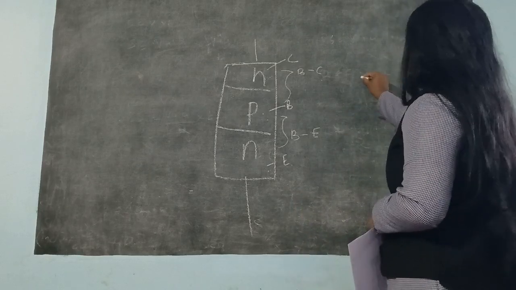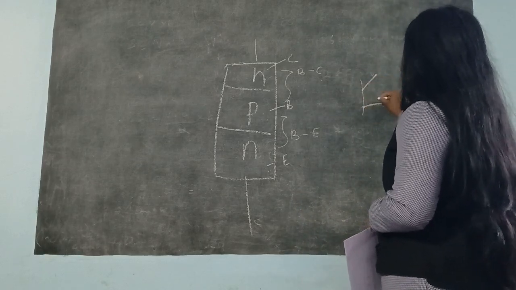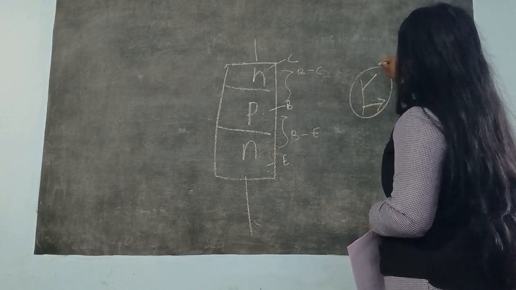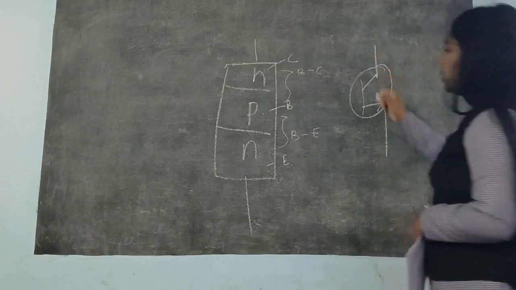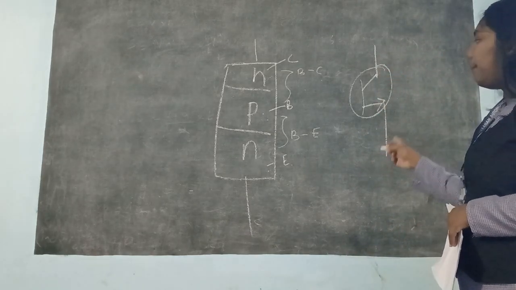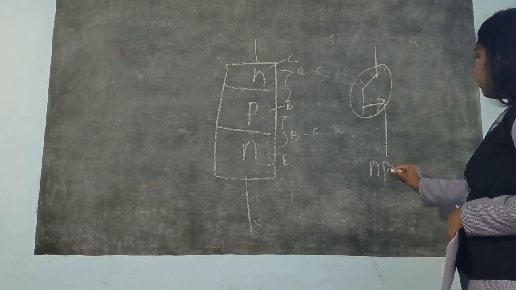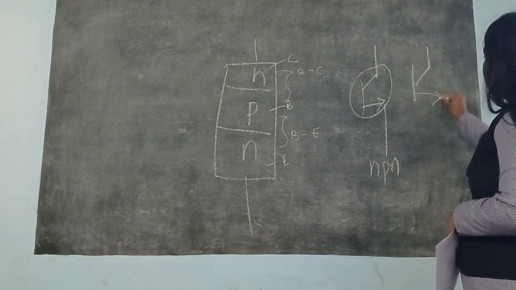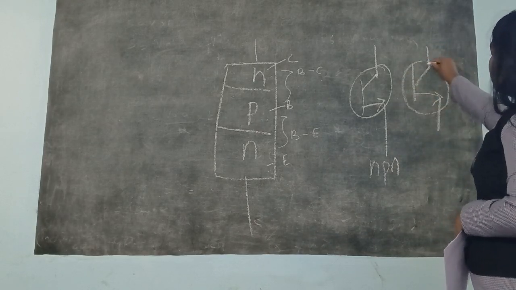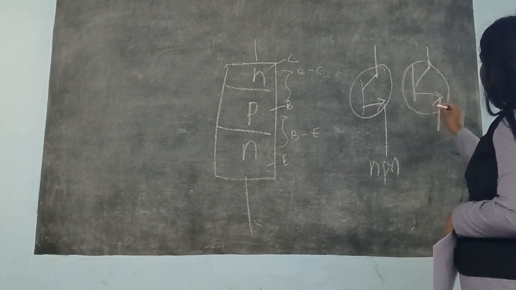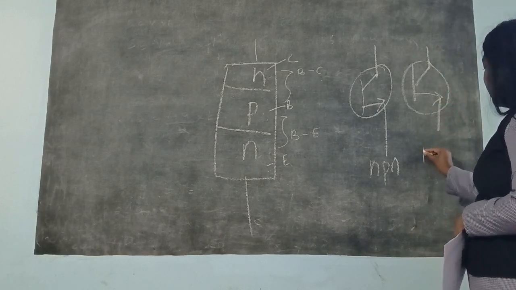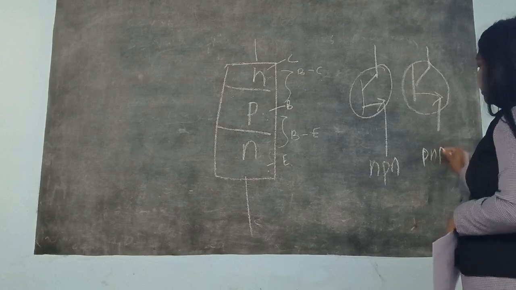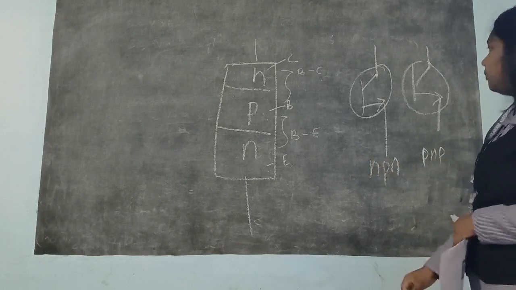And this is a symbol of a PNP transistor. And this is the symbol of an NPN transistor. Sorry, this is an example for NPN transistor.